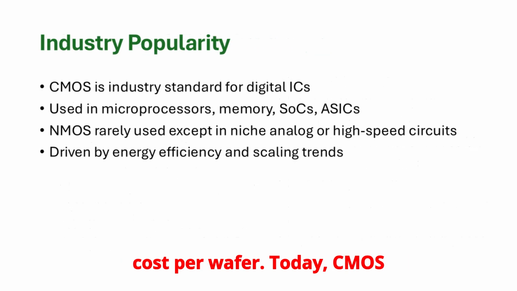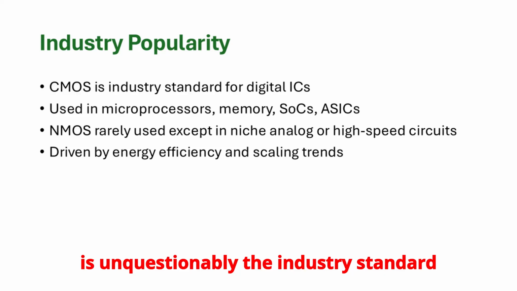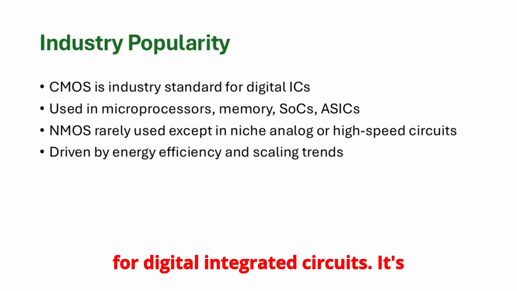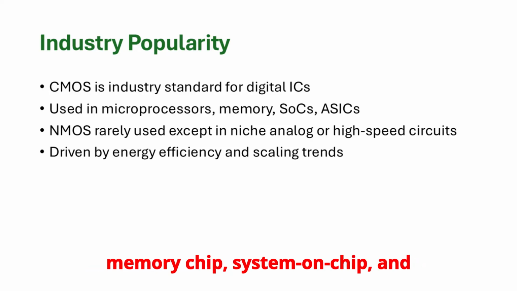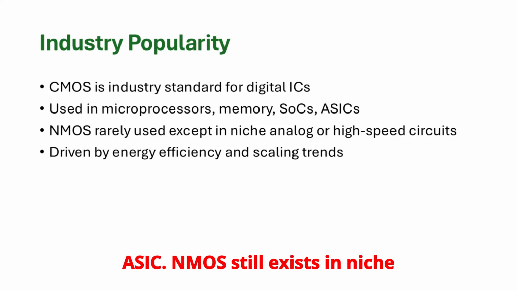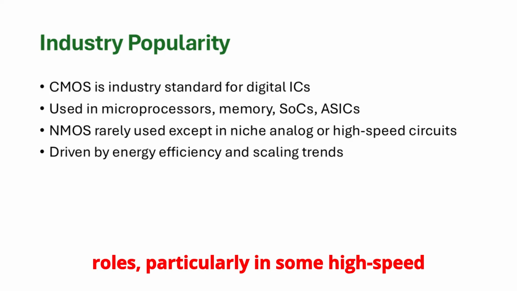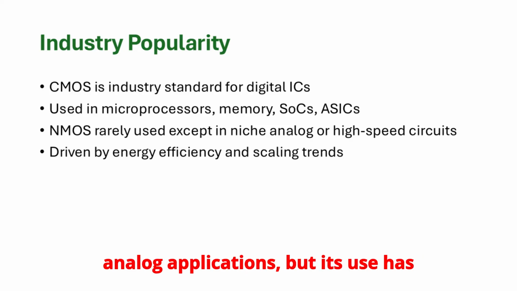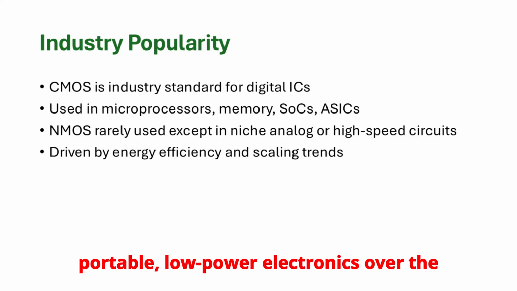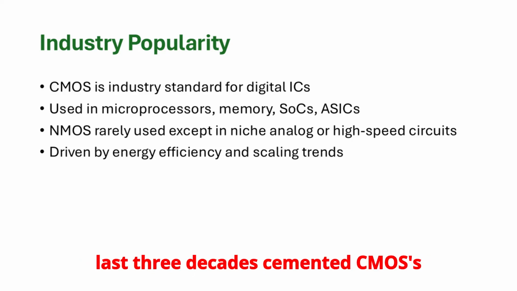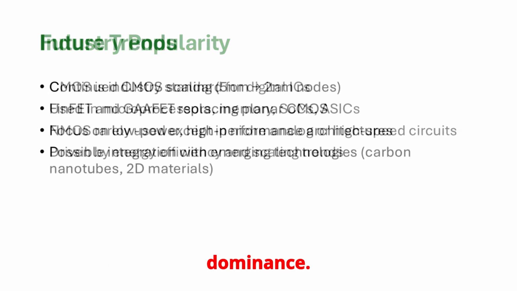Today, CMOS is unquestionably the industry standard for digital integrated circuits. It's used in virtually every microprocessor, memory chip, system-on-chip, and ASIC. NMOS still exists in niche roles, particularly in some high-speed analog applications, but its use has dramatically declined. The shift toward portable, low-power electronics over the last 3 decades cemented CMOS's dominance.